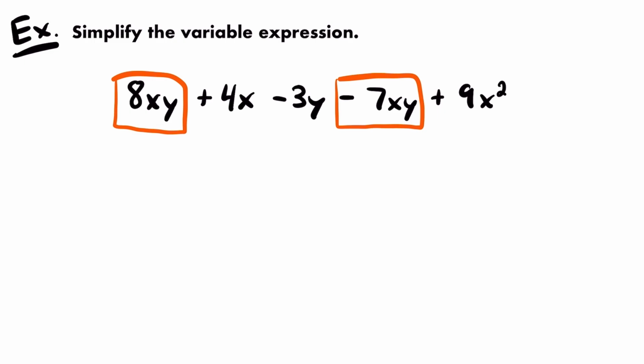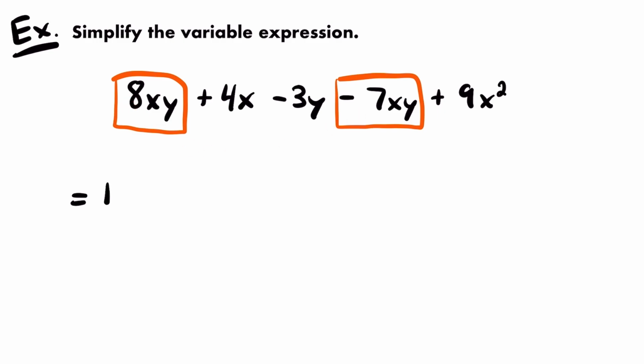All right, so to simplify this variable expression, we're just going to add these two like terms and then rewrite everything else. All right, so for 8xy and -7xy, we want to combine their coefficients, but then keep the same variable part, and 8 plus -7 is 1.